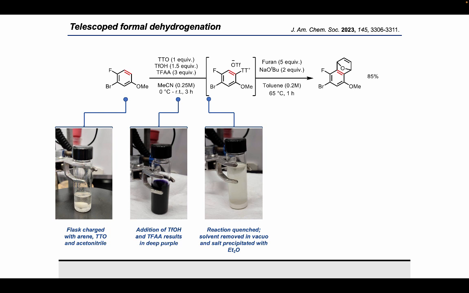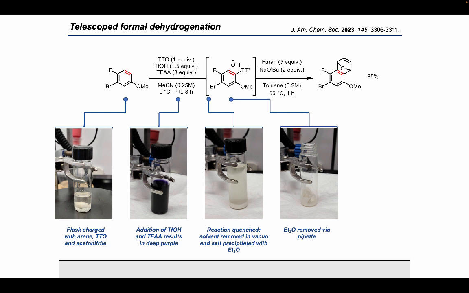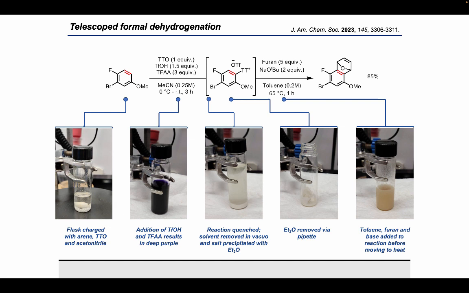Once the reaction is complete, methanol was slowly added to the reaction mixture before being concentrated under reduced pressure. The resulting oily residue was then triturated with diethyl ether to afford a white precipitate that is allowed to settle. The ether supernatant is then removed using a Pasteur pipette. Finally, toluene, furan, and sodium tert-butoxide were added to the vessel right before being moved to heat. Following this final step, the oxabicyclic product was isolated via column chromatography in 85% yield.